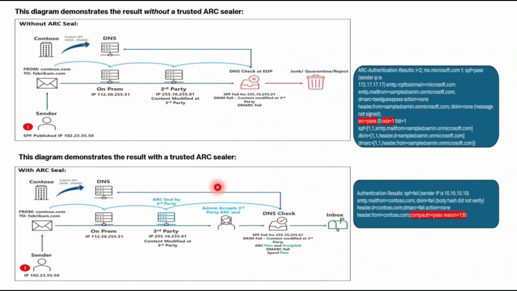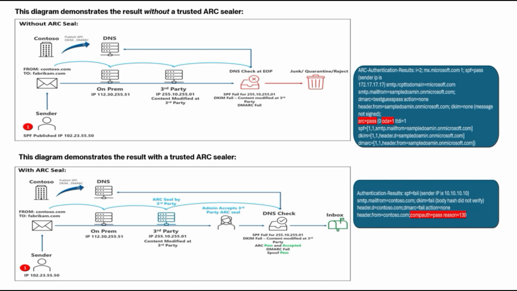Now, if we have a trusted ARC sealer in the picture, though SPF, DKIM and DMARC will fail, ARC will pass and hence the email will be delivered to the inbox. How we exactly do this is we take the previous email headers and look for the ARC signature that has the value d equals some domain, and we add that intermediate domain to the ARC trusted sealer list in the Microsoft 365 Defender portal.